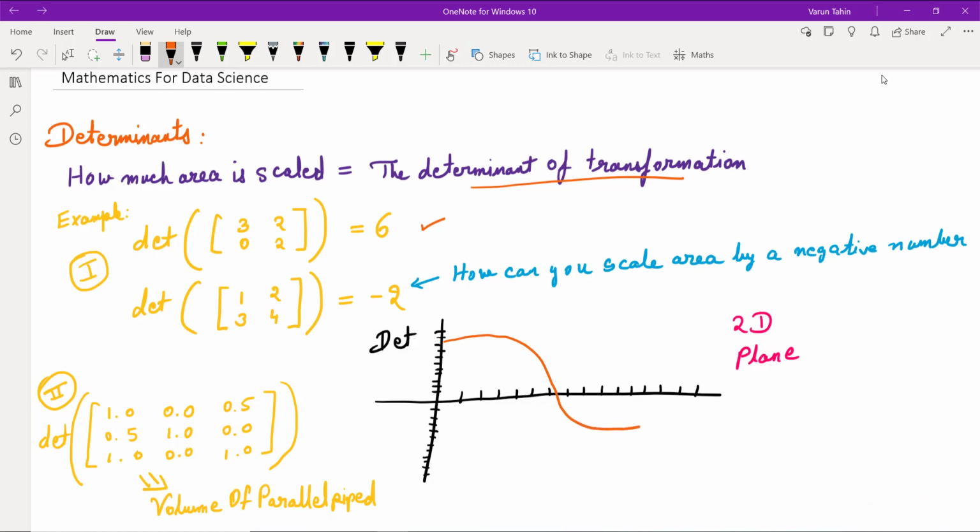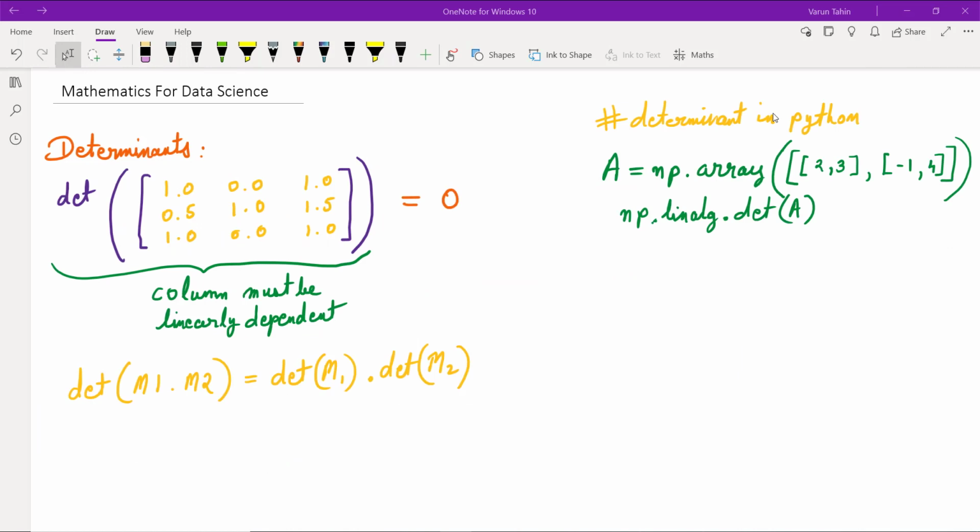So this was the case where we have taken a 2 into 2 matrix, and likewise for the 3-dimensional matrix, that is 3 into 3 matrix, if we find the determinant, it can give us the volume of the three-dimensional object, which is a parallelepiped, in this case taken as an example.